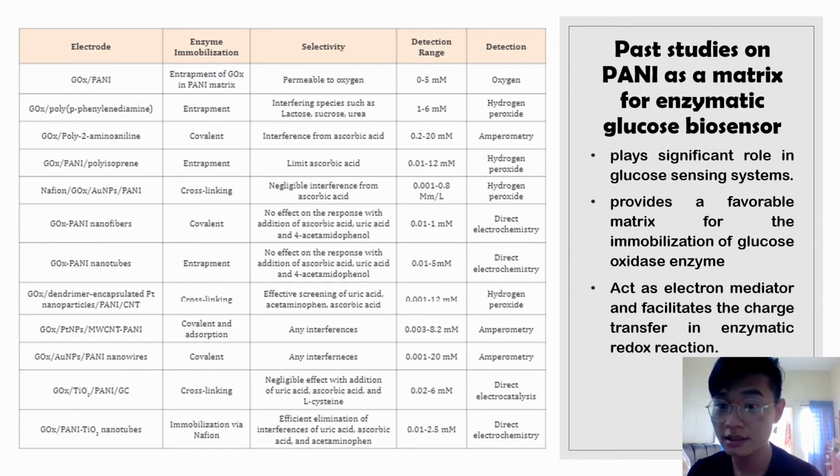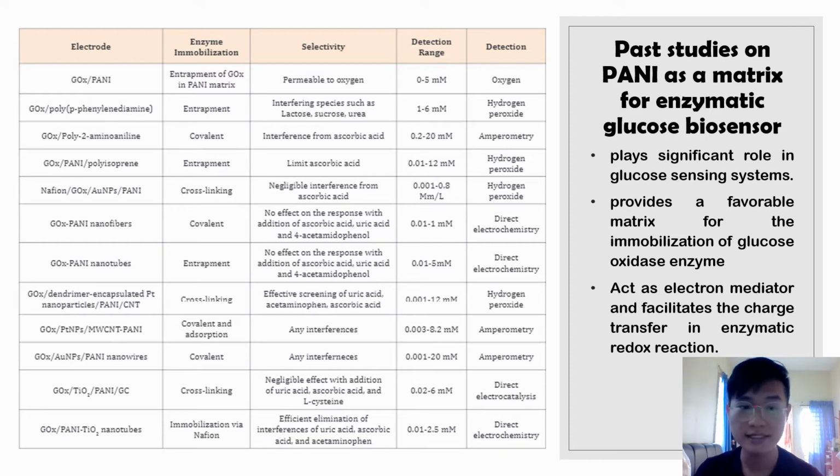As you can see, polyaniline plays a significant role in the glucose sensing system. It provides a favorable matrix for the immobilization of the glucose oxidase enzyme. It also acts as an electron mediator and facilitates charge transfer in the enzymatic redox reaction.